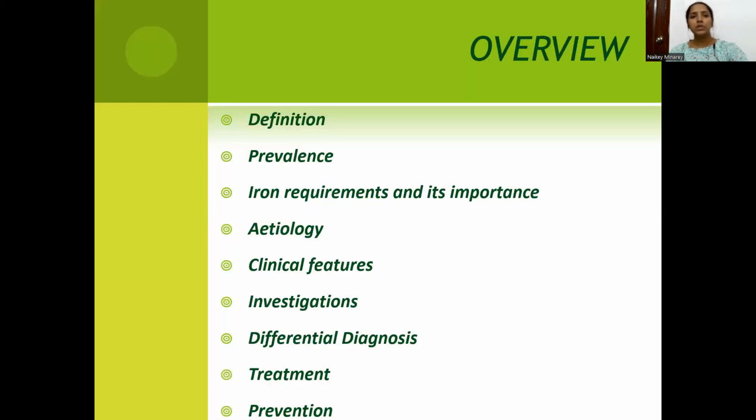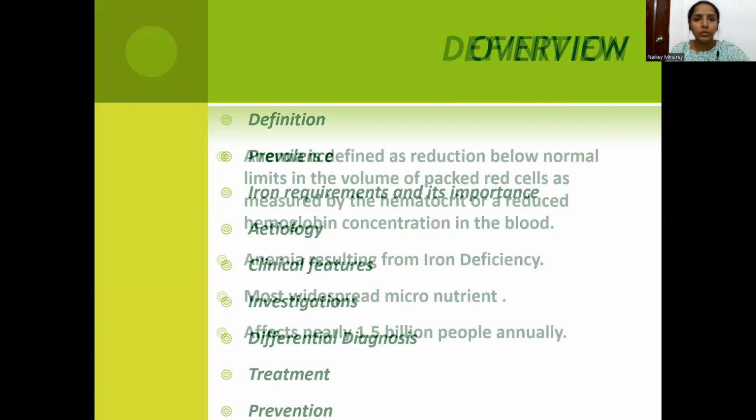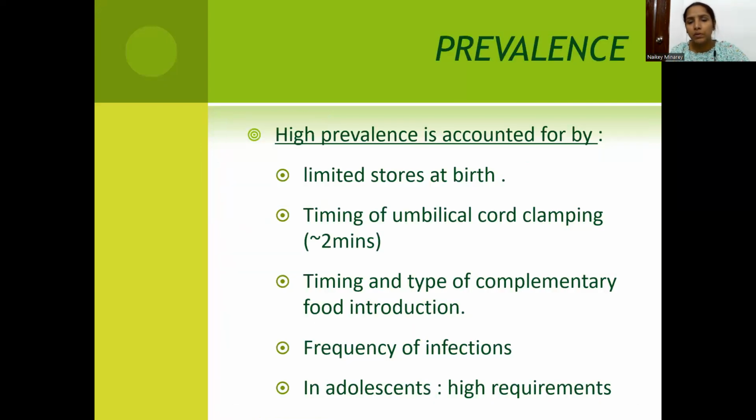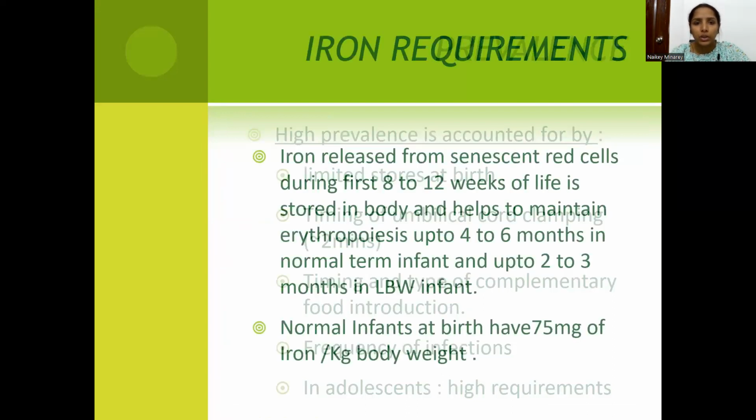Now coming to iron deficiency anemia. It is of high prevalence because of the limited stores at birth, timing of umbilical cord clamping, timing and type of complementary food introduction, and frequency of infection in children. In adolescents, there is a higher requirement.